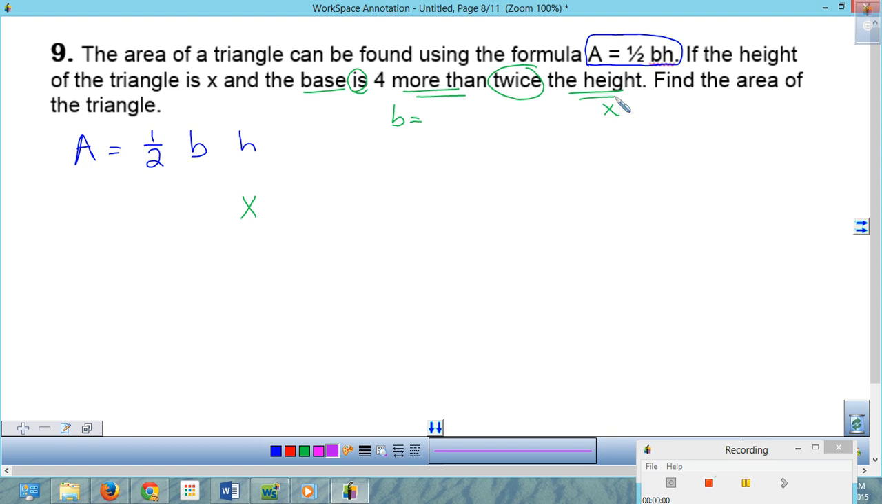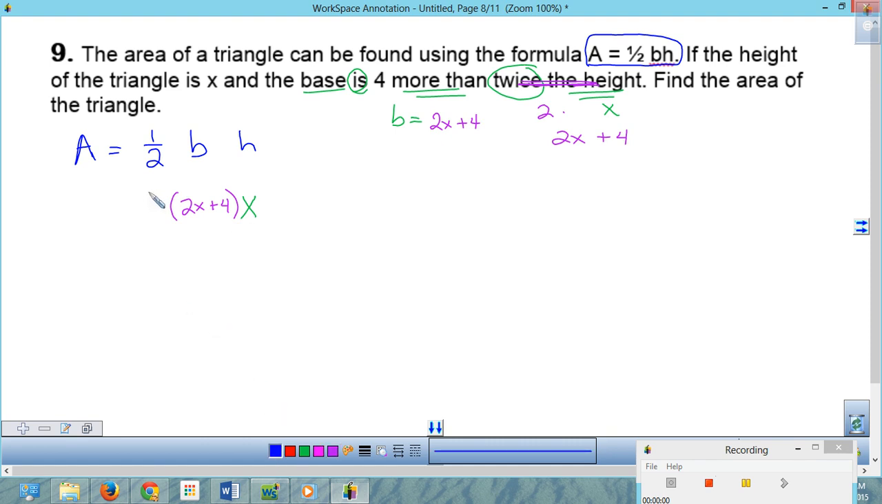Okay? And what does twice the height mean? It means 2 times that. Okay? So that's really, this means 2x, right? And then 4 more than that. Well, more means you add something. So you're going to add 4. So B really stands for 2x plus 4. Well, if that's the case, then over here, it also means 2x plus 4.